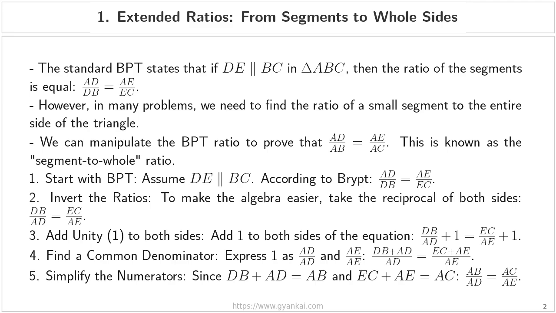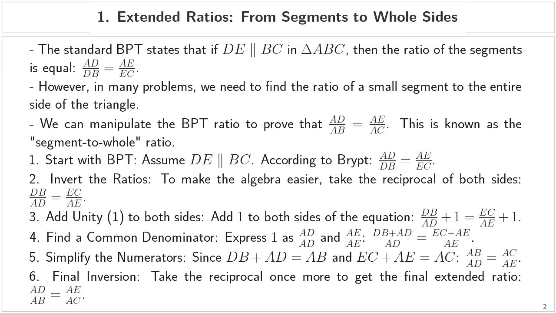Fifth, we simplify the numerators. If you look at the triangle, you'll see that DB plus AD is simply the length of the entire side, AB. Similarly, EC plus AE is the entire side, AC. So, our equation now reads, AB over AD equals AC over AE. Finally, we perform one last inversion. By taking the reciprocal once more, we arrive at our final extended ratio, AD over AB equals AE over AC.